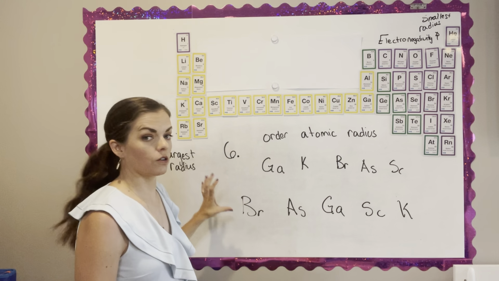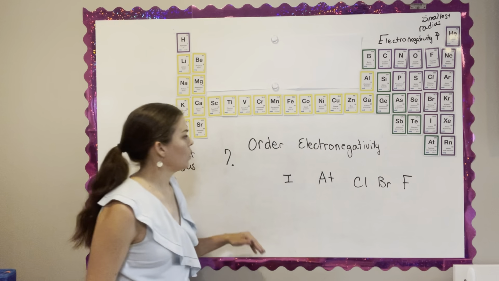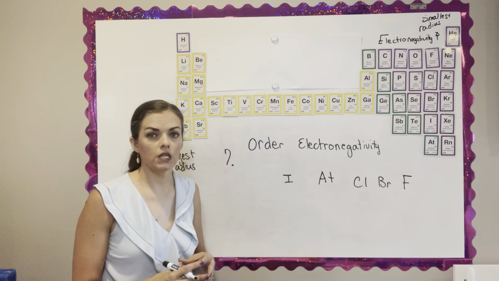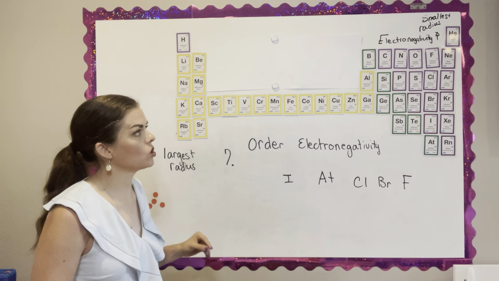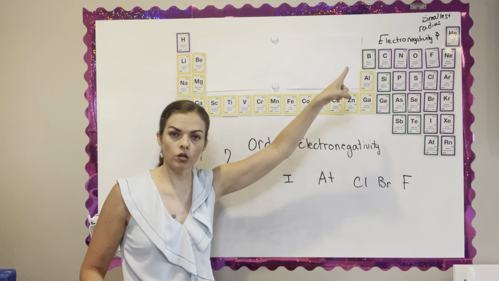And this is the order of smallest to largest of atomic radius. Question 7 wants us to put these elements in order of electronegativity, smallest to highest. So my most electronegative elements are going to be on that corner again.